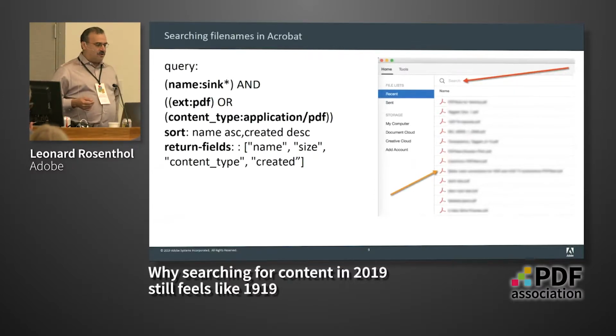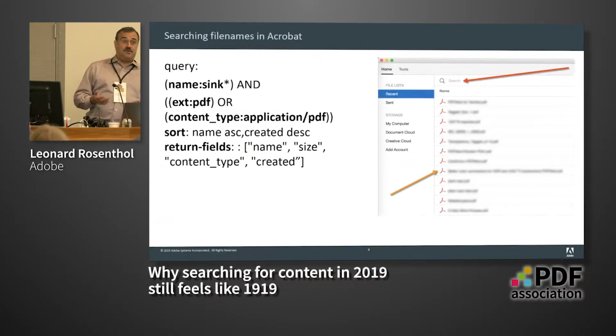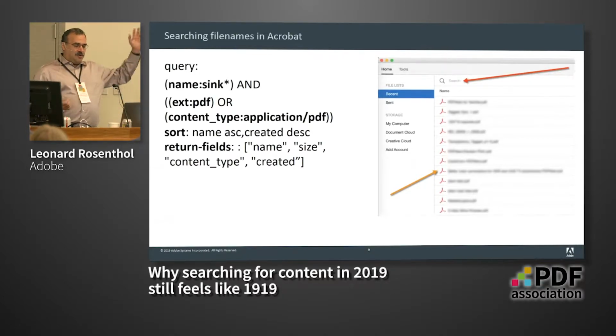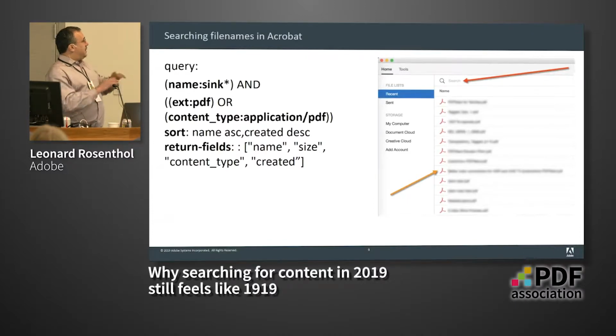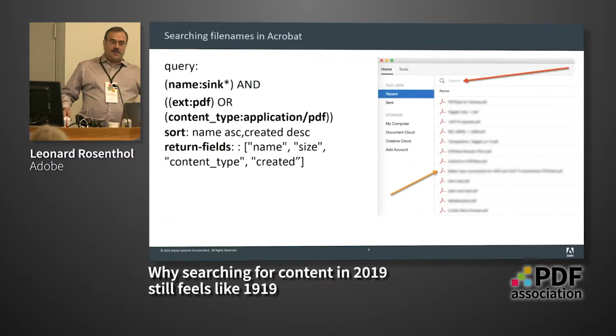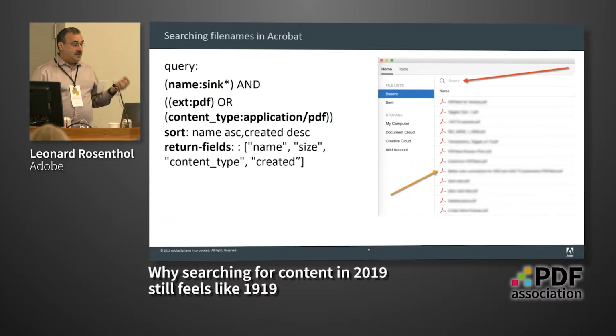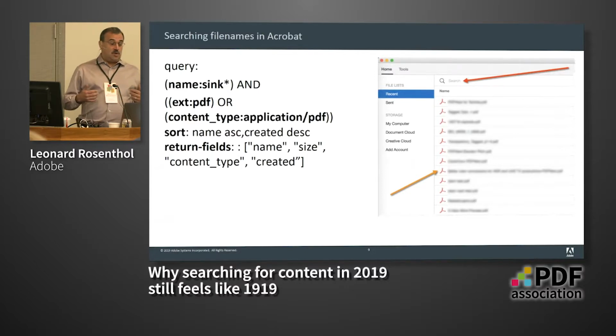So, and I'll use Acrobat as an example. Hopefully most, if not all of you, have used it or at least seen it. If you're on our homepage and you type in a search query, this is basically what it turns into. So I'm searching for the word sink. So I typed in sink, and that says search for the name sink, the file name sink, in a file of type PDF. So look for an extension of PDF, or the MIME type or content type is application PDF. I'd like you to sort that according to the name in ascending order, and then what's called a secondary sort by created in descending order.